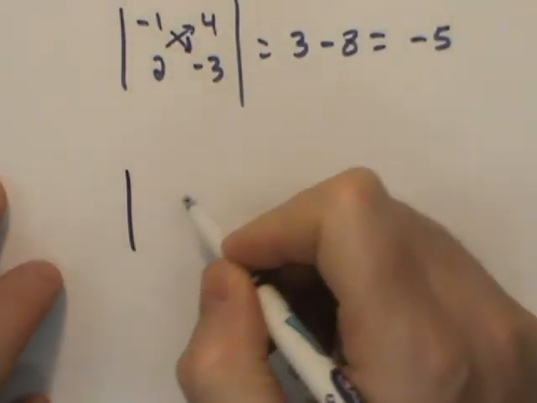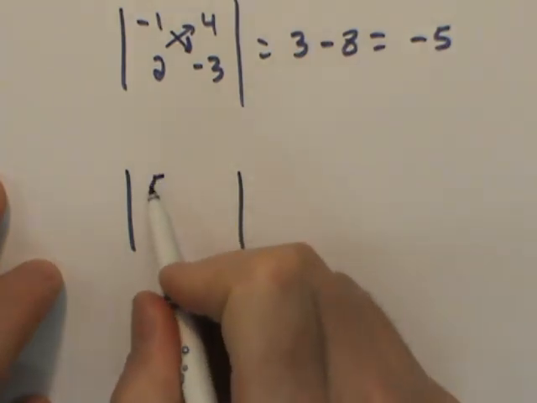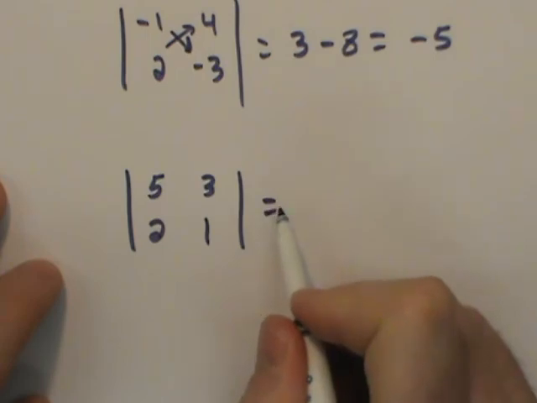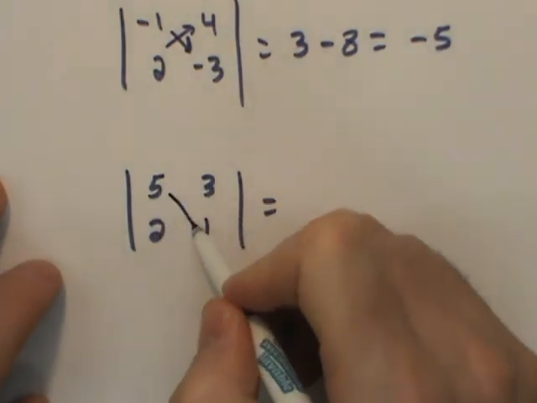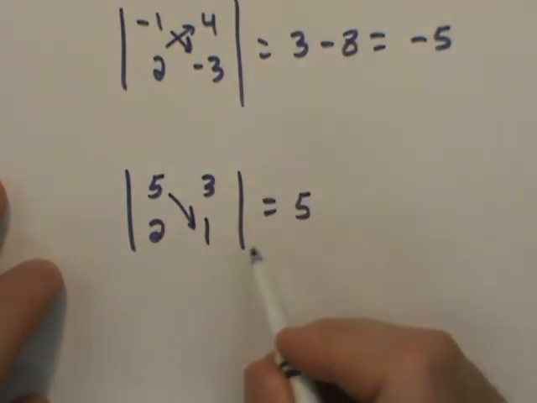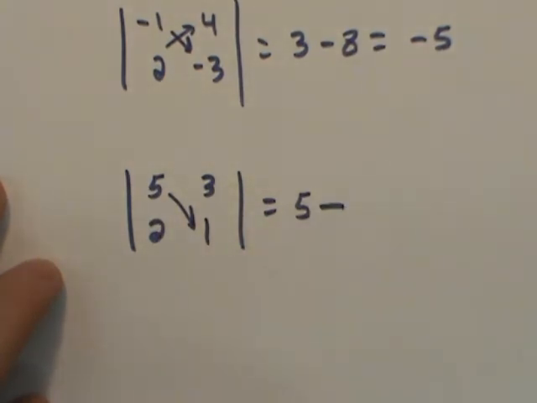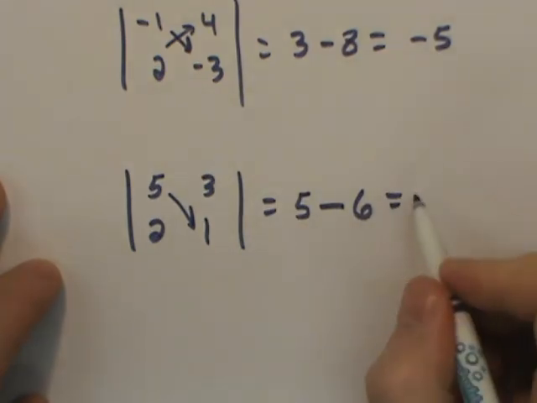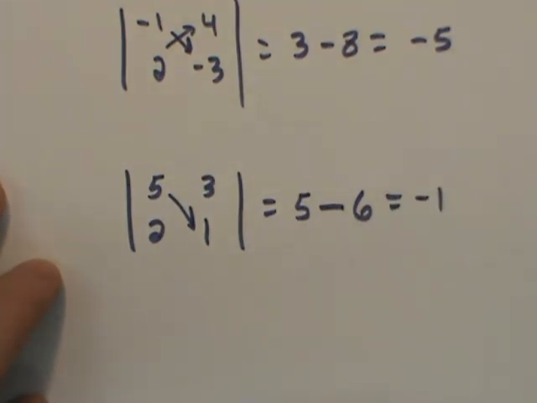Let's do one more of these. What if we went 5, 3, 2, 1? 5 times 1 is 5. You always multiply it down. 5 times 1. Minus, always have a minus there. 2 times 3 is 6. So 5 minus 6 is -1.